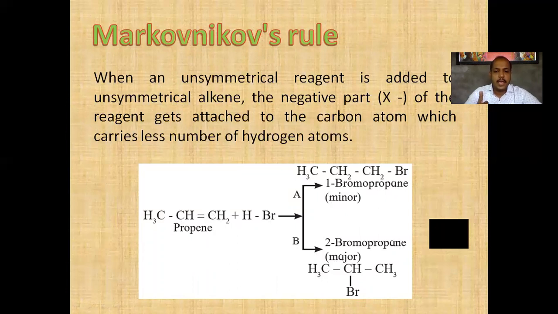So when HBr, HCl or HI reacts with an unsymmetrical alkene, there will always be 2 products obtained. One is the major product and one is the minor product, and the major and minor products are stated with the help of Markovnikov's rule. Understand? You should read this once again.